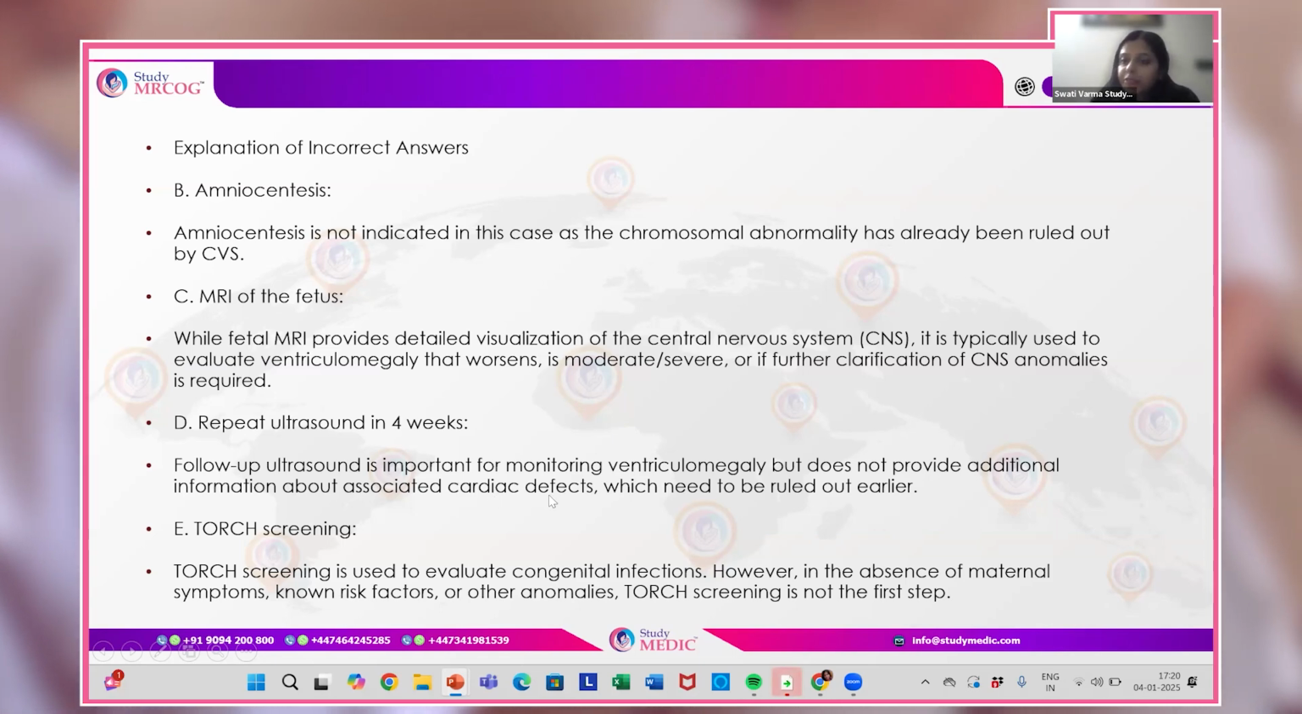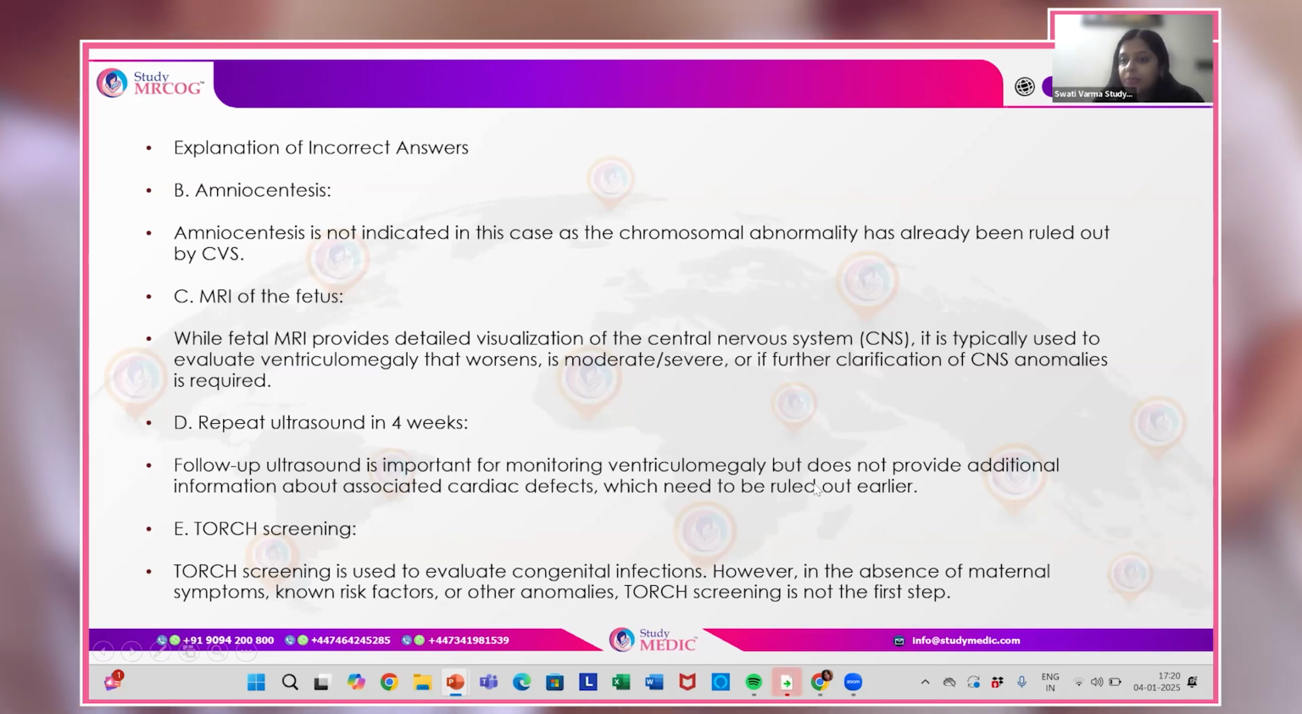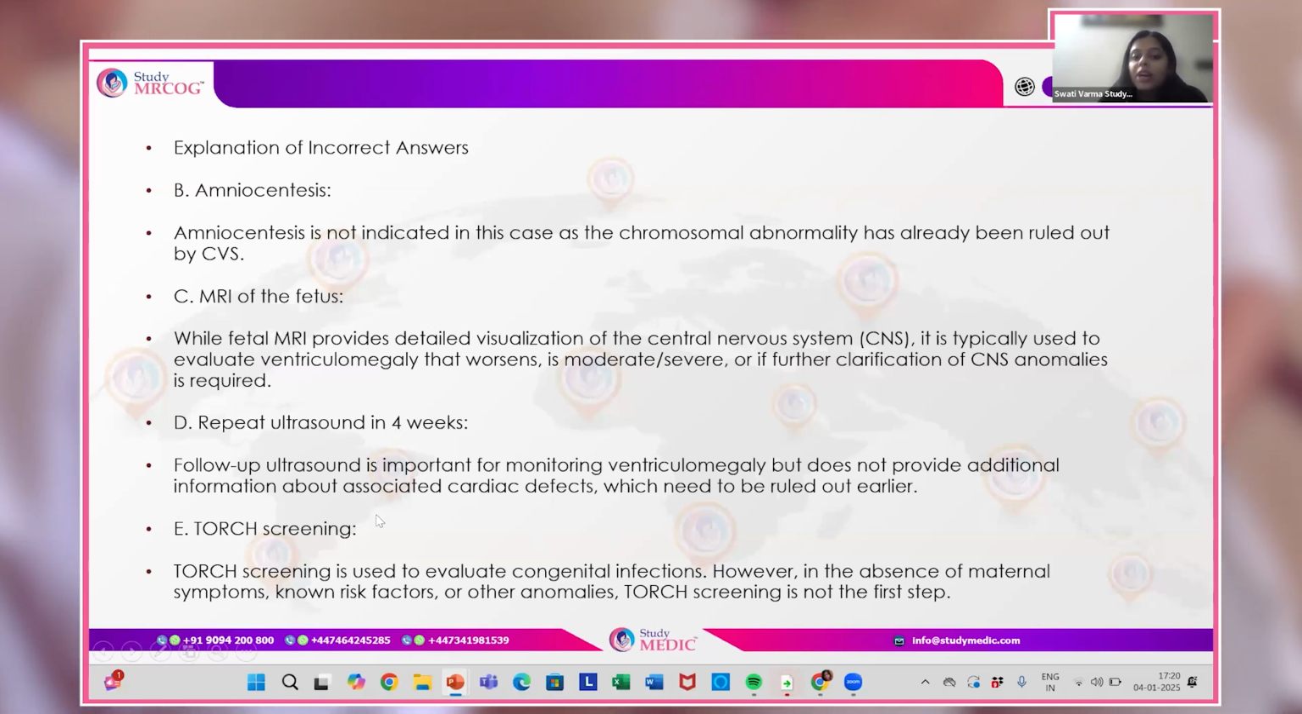It will be done after 4 weeks. So ruling out of cardiac defects needs to be done earlier. So right now you will do fetal echo. Later on, you will repeat ultrasound in 4 weeks, but only after ruling out associated cardiac defects through fetal echo.